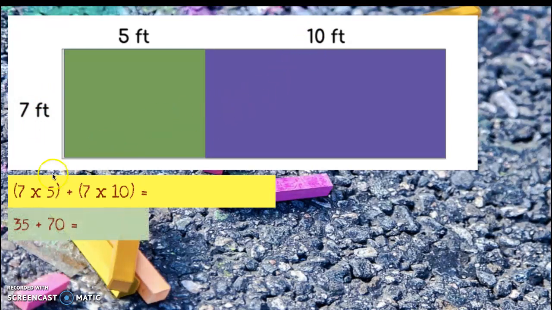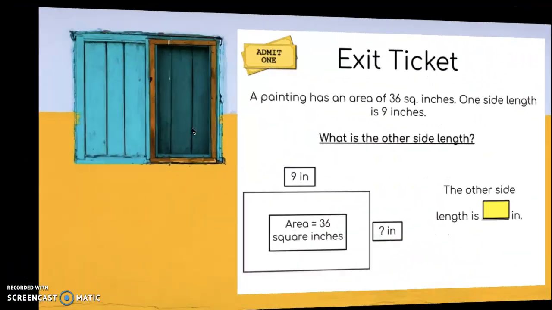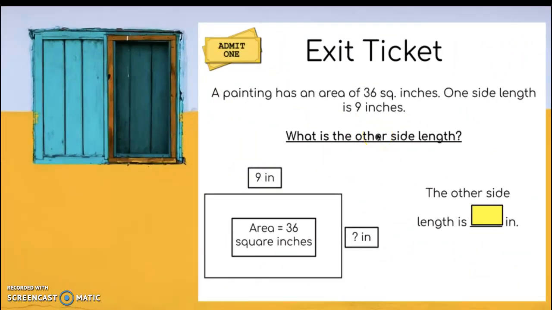So how do we break this down? Well, 7 times 5 equals 35. 7 times 10 equals 70. So guess what? It equals 105 square feet. It is just a different way of expressing an equation or a number sentence that equals the same, just with different side lengths. So as we've talked about in our previous lesson and this lesson, there are different ways to express an equation or a number sentence to come up with the same area, even when the rectangles look different. So to end our lesson today, I want you to think about this question.